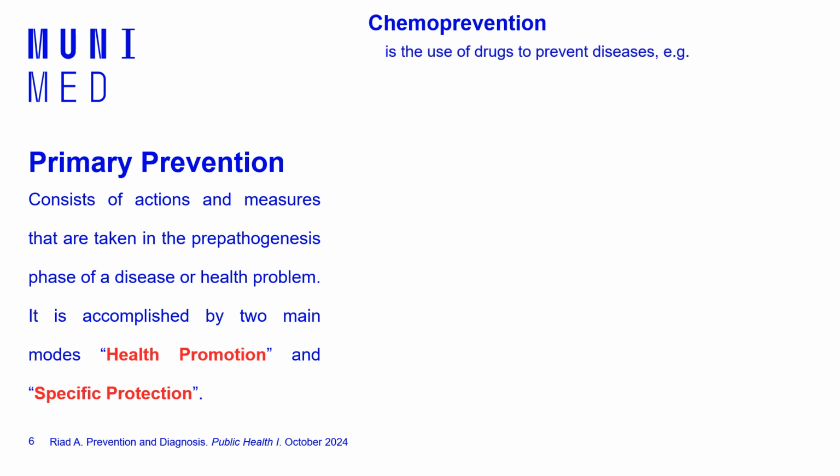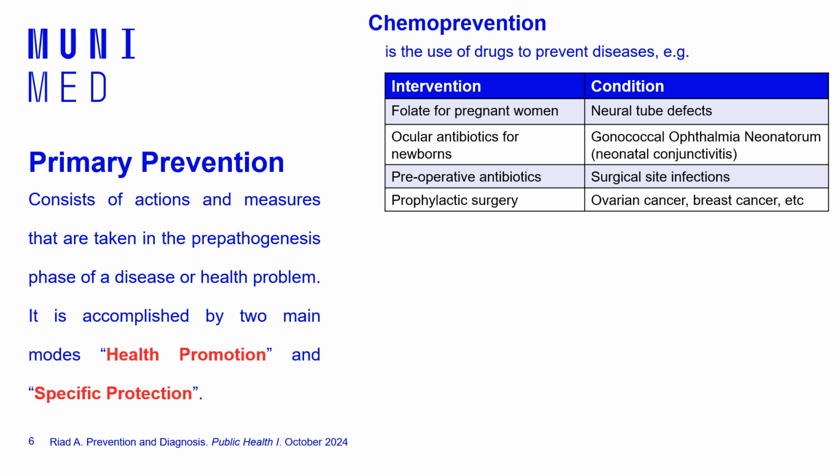Chemoprevention is the use of drugs to prevent diseases. For example, when pregnant women receive folate, we aim to prevent neural tube defects. The same for newborns: when we give them antibiotics, ocular antibiotics specifically, we try to control neonatal conjunctivitis.